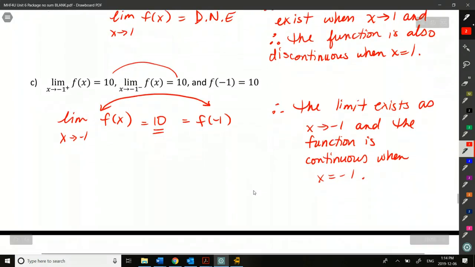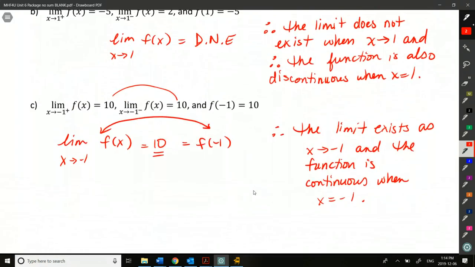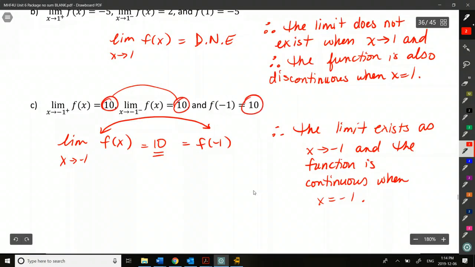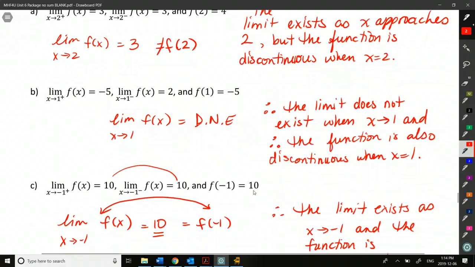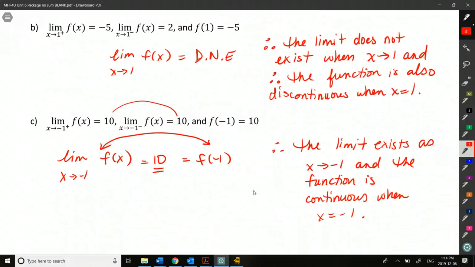Perfect. The little tip-off here is that we have 10, 10, 10. Okay, all of these things need to be equal for the function to be continuous. If you just have the left and right equal, like in part A, we have the left and right are equal, but this one's not equal to 3. The limit exists, but it can't be continuous, right? Any questions? All right.